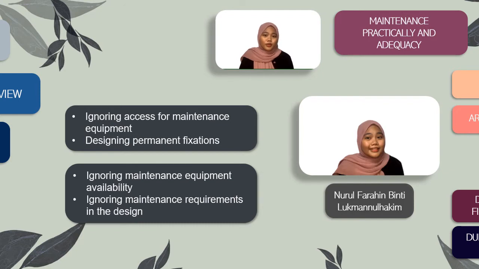Today, I will continue with the literature review on the building failure. Next, the literature review on building failure: defects in maintenance, practicality, and adequacy. First, ignoring access for maintenance equipment. Second, designing permanent fixation. Ignoring maintenance equipment availability. Ignoring maintenance requirement in the design.